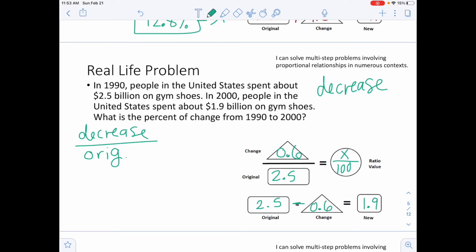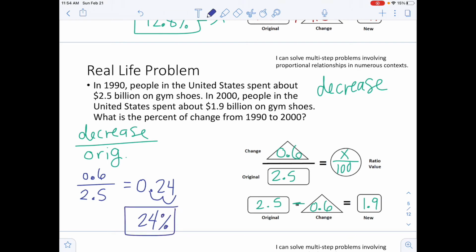And I'm going to show you here if you do decrease over original or change over original. So if we were to just plug in 0.6 over 2.5, and we do that in our calculator, we get 24 hundredths. Well, to change that to a percent, we move the decimal 2 to the right, and it would be 24%.